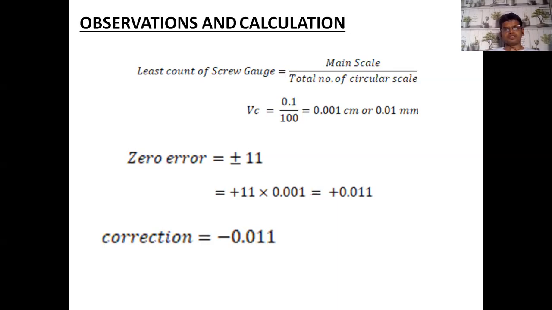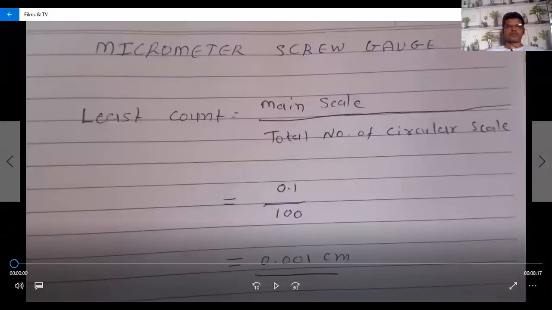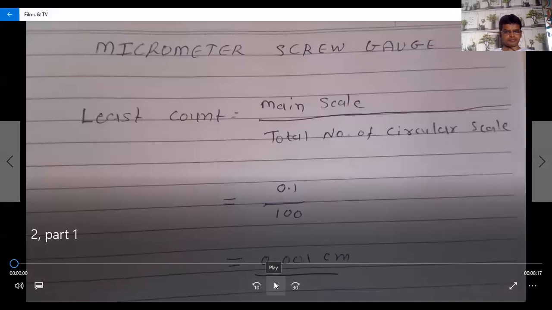So first we check here how it is possible that the value of the least count becomes 0.001, and how the error comes out plus 11. Now I am starting a video where you will see each and every value of the least count and the value of the error. Okay, now you can see here.